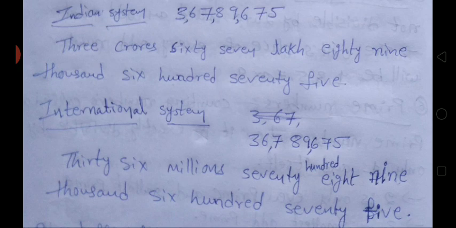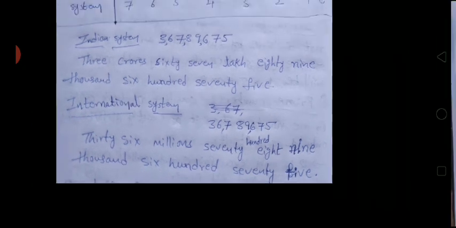36 million 789,675. This is in the international system.